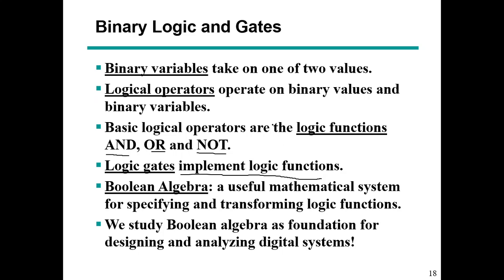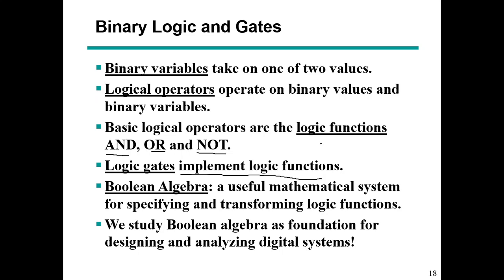So if you have an odd number of ones in the input, the output would be 1. Otherwise, it will be 0. The exclusive NOR is exactly the opposite of that.